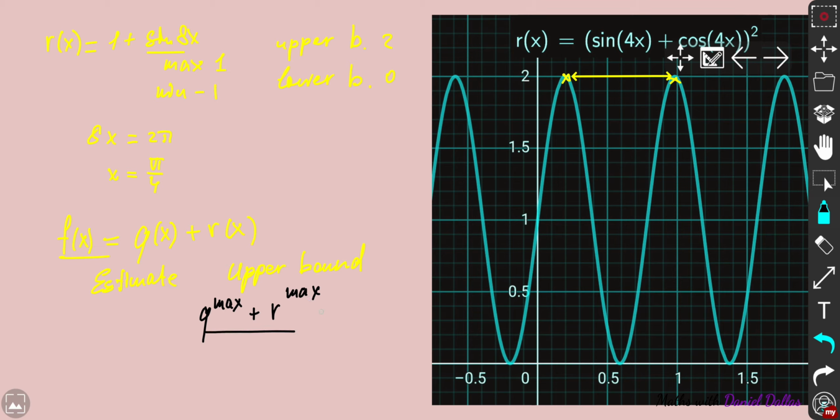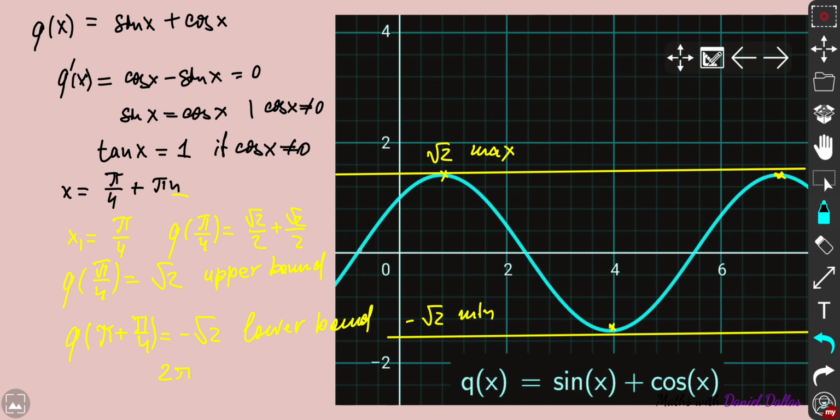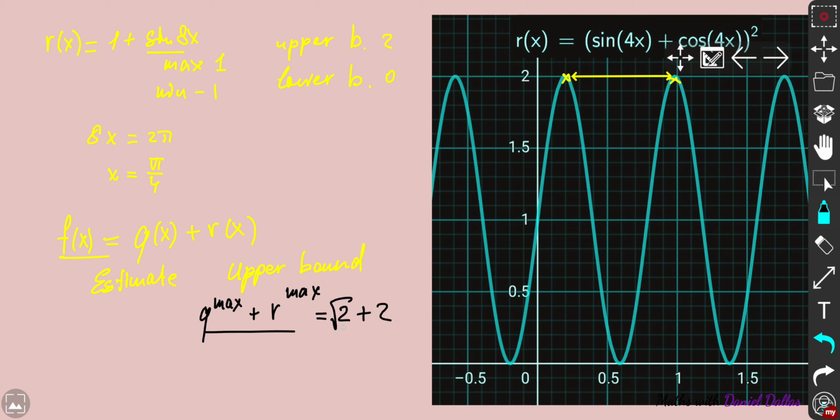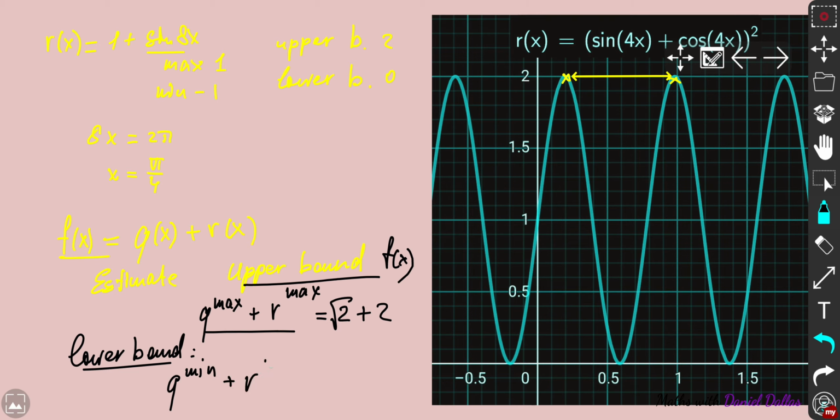Right now, I'll just give my estimation, and then we will have a look at how the real graph goes using GDC. Later on, I will give you an idea of how you can also explore to give a more accurate estimation. So Q max and R max. Let's go back. For r of x, we have upper bound 2, and for Q max, we have square root of 2. So that means it's going to be 2 square root of 2 plus 2. This is the upper bound for f of x. What about the lower bound? It's going to be Q min plus R min.